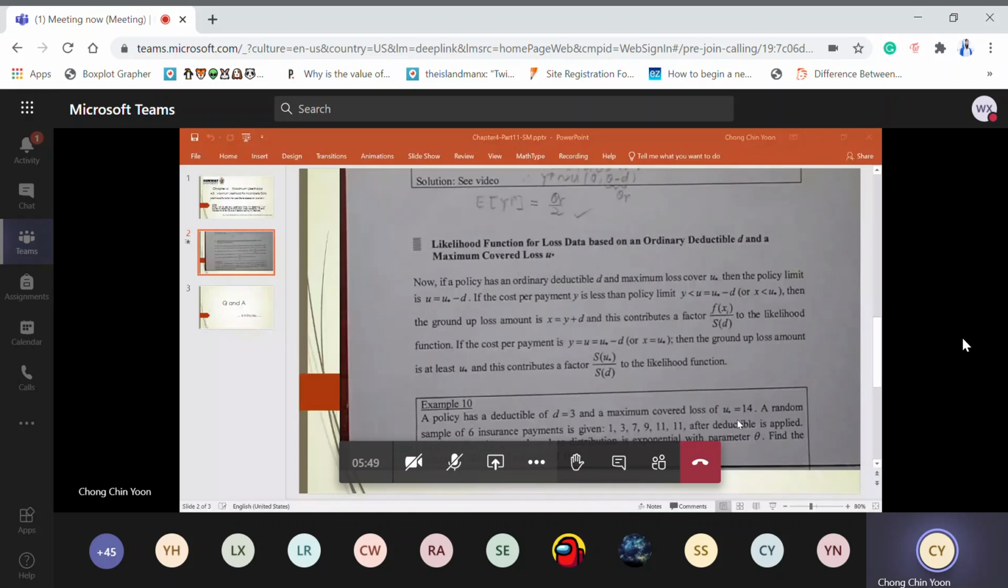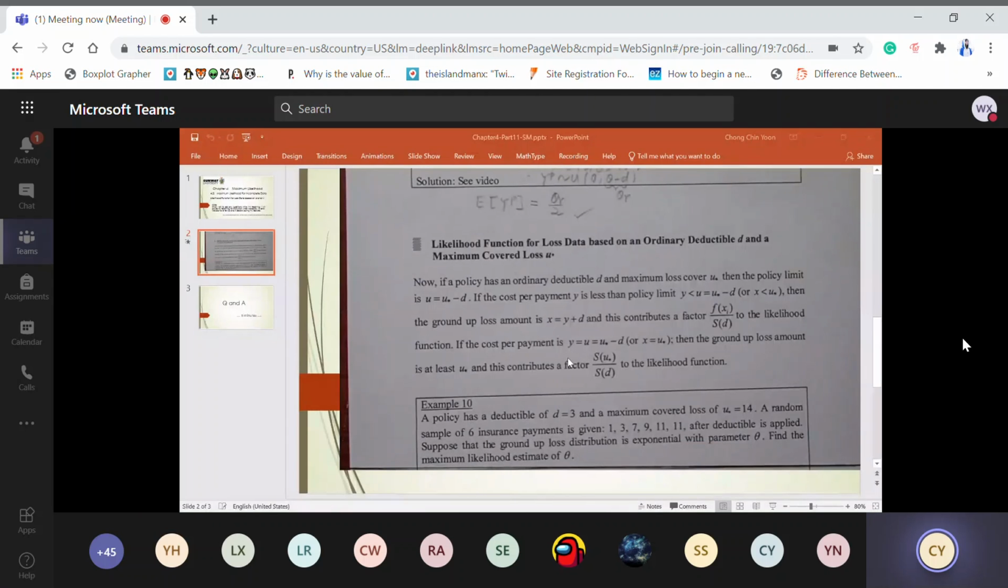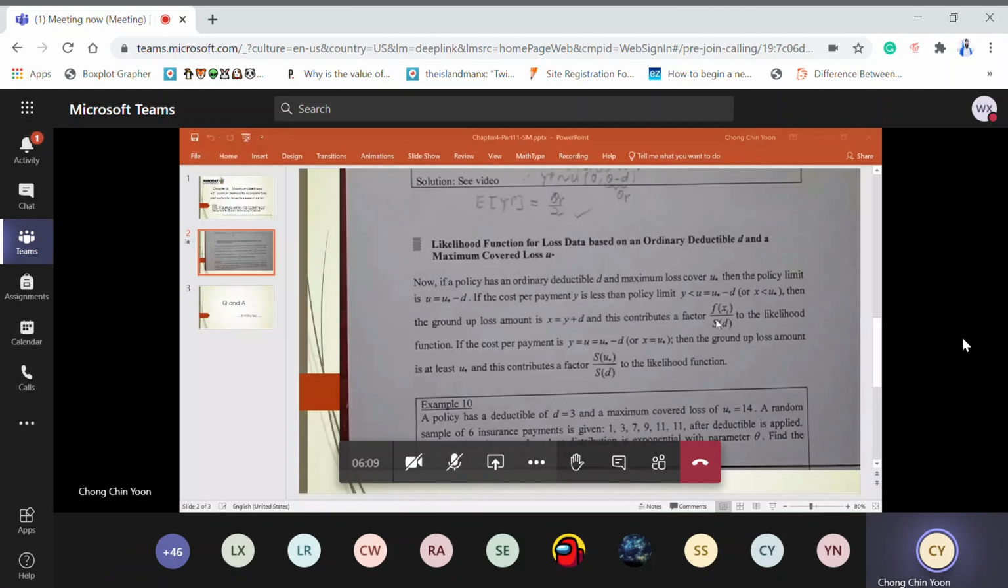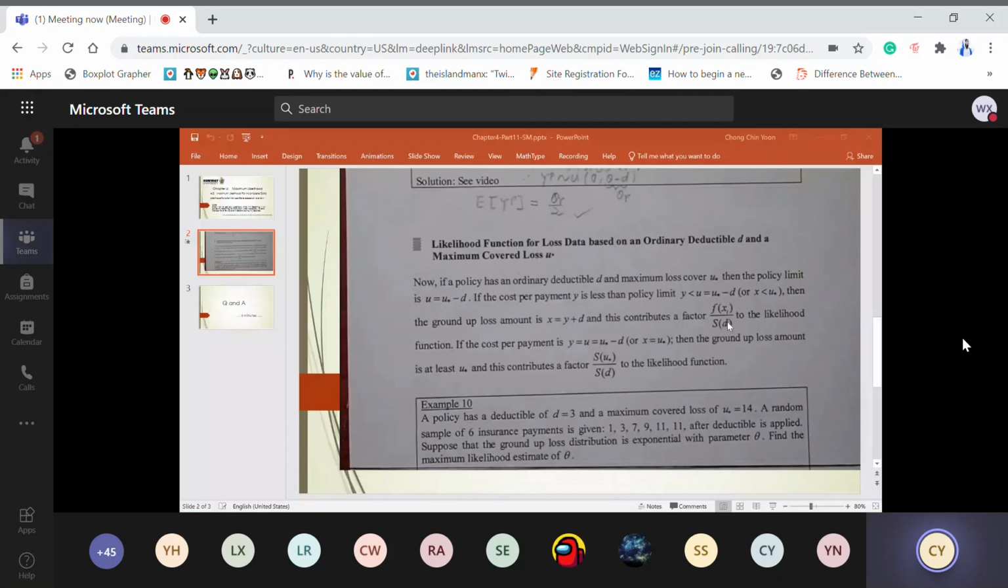That is, let's say the MLE involves the ordinary deductible, or maybe maximum covered loss, or maybe the policy limit. If it involves the deductible that we have learned already, the factor is the PDF of each individual observation divided by the survival at the deductible. If you have a maximum covered loss, then you take the survival at the maximum covered loss divided by the survival at this D.